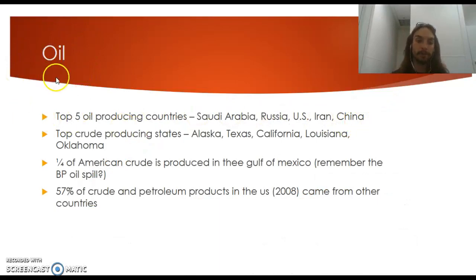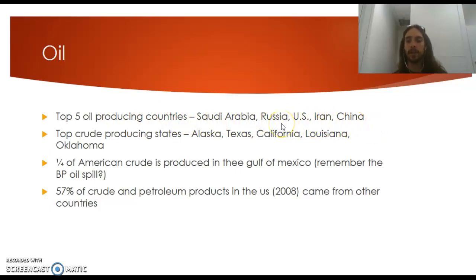Let's talk about oil. So the top 5 oil-producing countries at this time, that means they have the technology to be able to drill and extract that oil from the ground. There are proved reserves in other places that don't quite have that technology quite yet. But right now, the top 5 oil-producing countries are Saudi Arabia, Russia, the United States, Iran, and China.